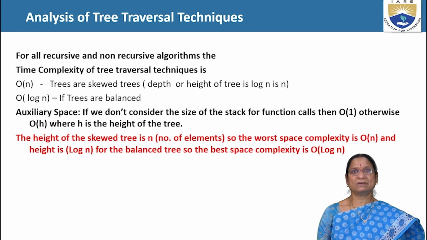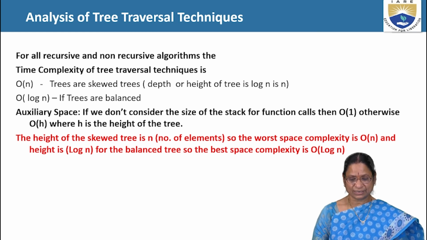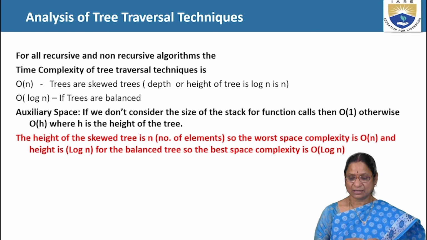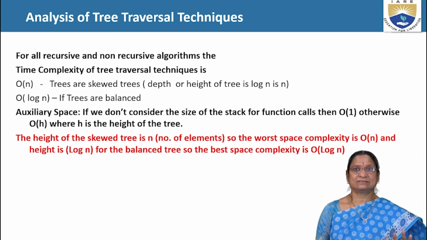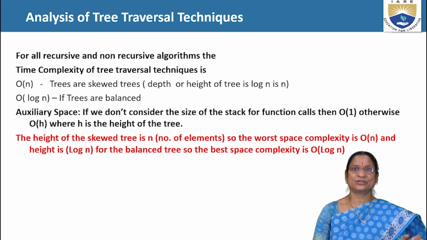Coming to the space complexity, the auxiliary space, if we don't consider the size of the stack for function calls, is order of 1, otherwise order of H, where H is the height of the tree. But generally we think that recursive procedures take more space because they use a stack internally. Even with the non-recursive procedure, we are using our stacks explicitly. In both cases, additional space is required as a stack, depending upon the height of the tree.